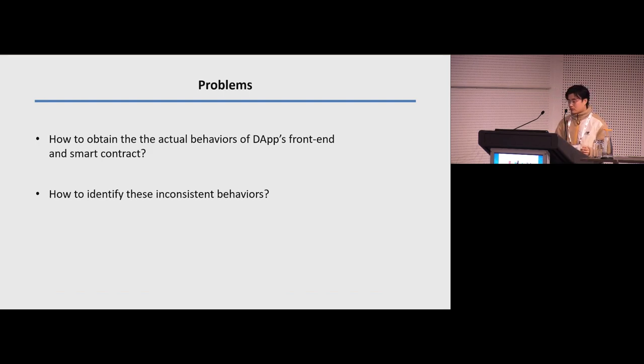So here come the problems we want to solve. First is how to obtain the actual functions of the DApp front end and smart contract before we actually use them, and how to identify these inconsistent behaviors.